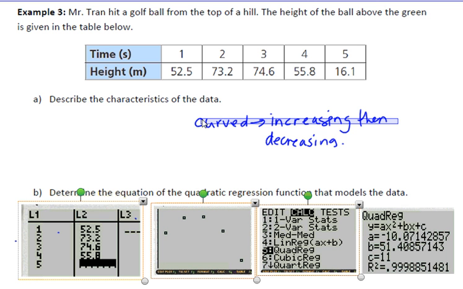List, stat. How to get rid of these? Push up, clear, and then down. So just go up and push the clear button. Okay, in this question, I'm telling you which regression to do, but how do we figure out which one's best?